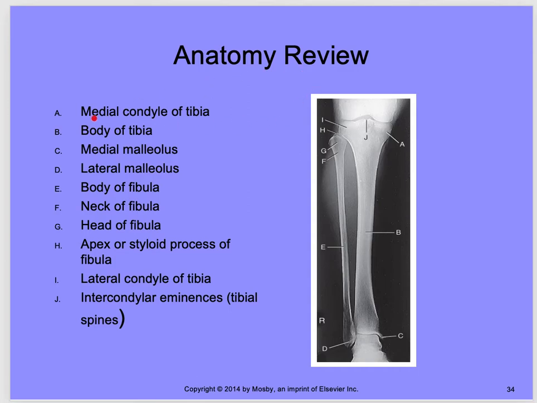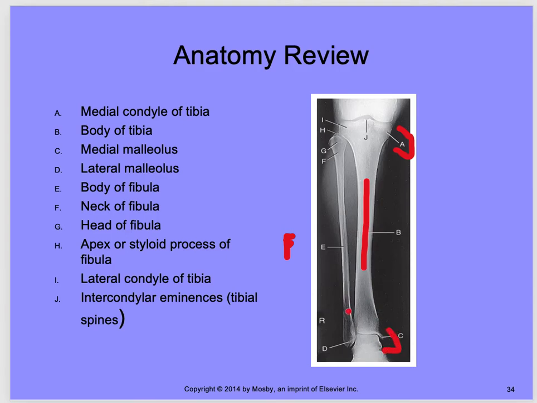More anatomy review. So, medial condyle of tibia. Make sure that you know which one's medial, which one's lateral. Your fibula lies lateral, okay? So the fibula is lateral, which means that's the medial condyle of the tibia. You've got the body of the tibia. You've got your medial malleolus.